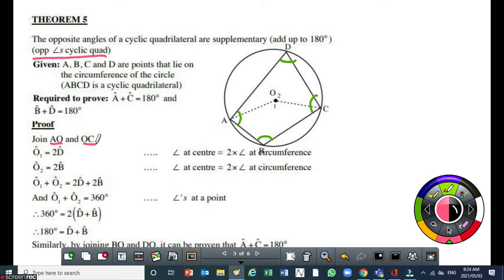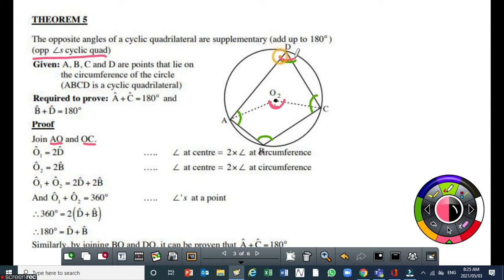Once you do that, you are going to create two angles here at the center, that is O1 and O2. Then you apply your knowledge of theorem 2, that is angle at the center is 2 times angle at the circumference. So angle O1 is going to be equal to 2 times angle D. Our O1 is this one here.